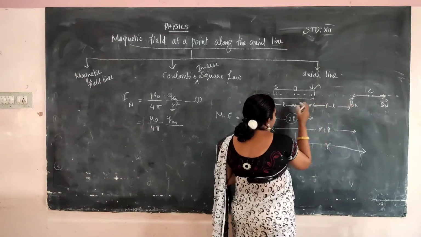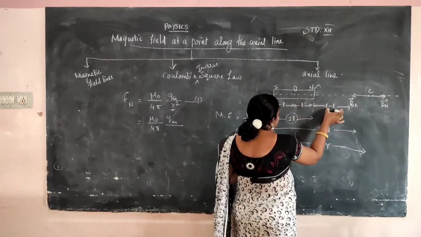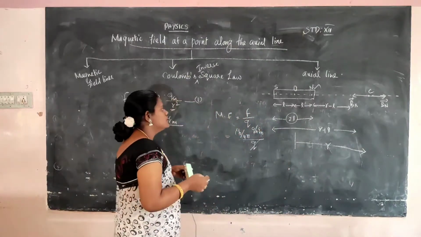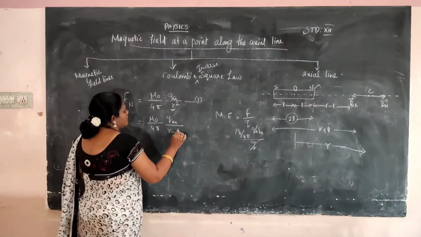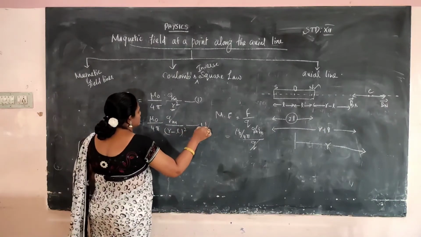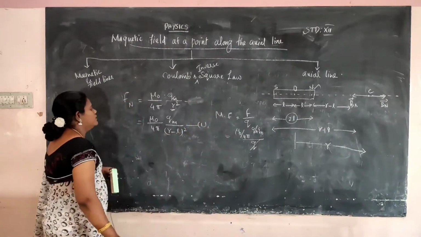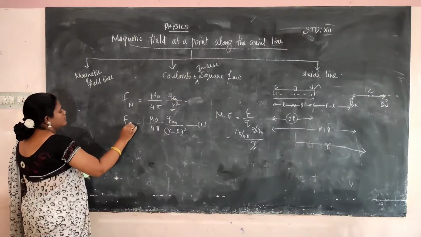We need from here to here. From this point to this point is r. So we can subtract this L. So r minus L. So it will be mentioned as r minus L the whole square. This is the first equation. Then the second one.